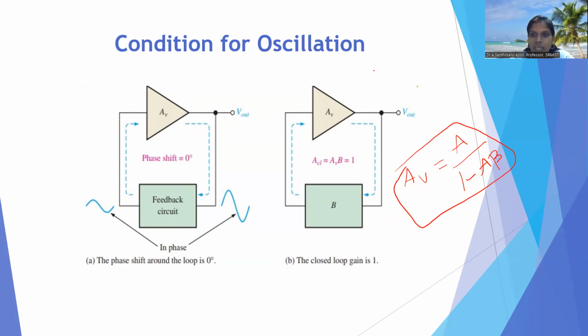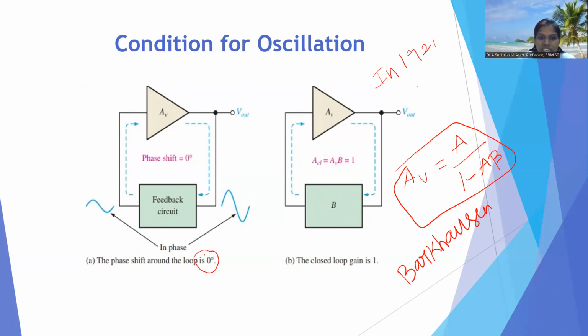In 1921, a German scientist, Barkhausen, his name Barkhausen, he created a condition for an amplifier to act as an oscillator. That's why this criteria is called Barkhausen criteria. What are the criteria? Two criteria are available. The phase shift around the loop is 0 degree, or else the total phase shift is 360 degree. Then the closed loop gain value is equal to 1.